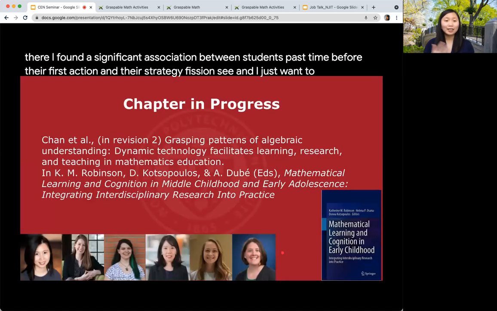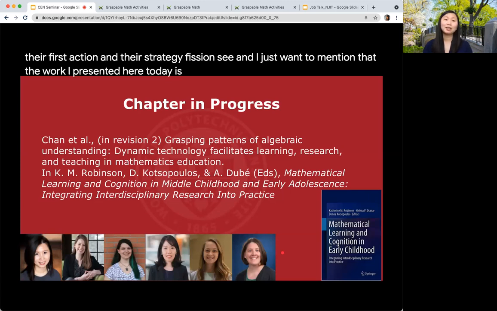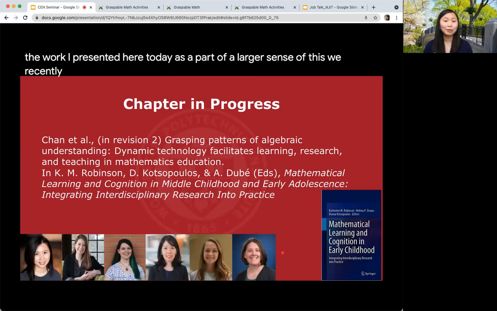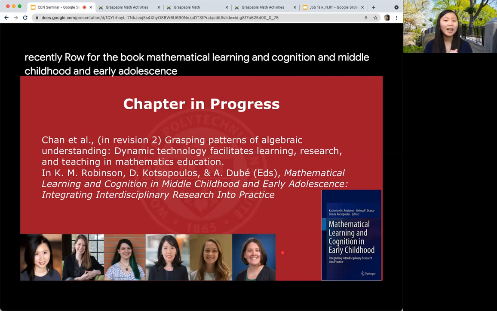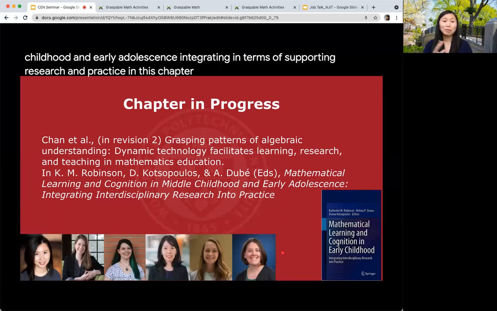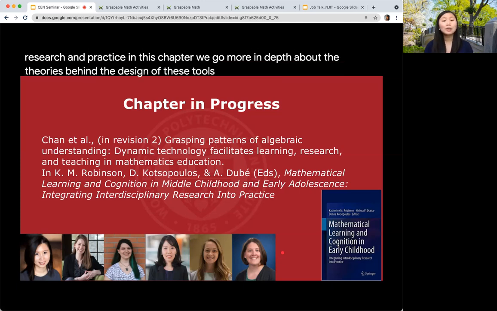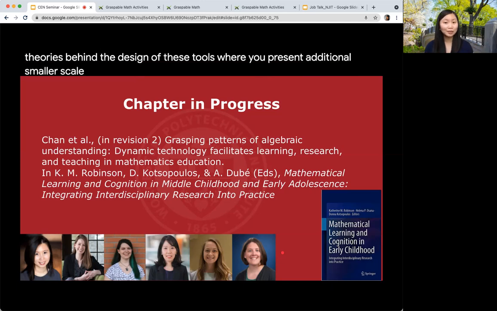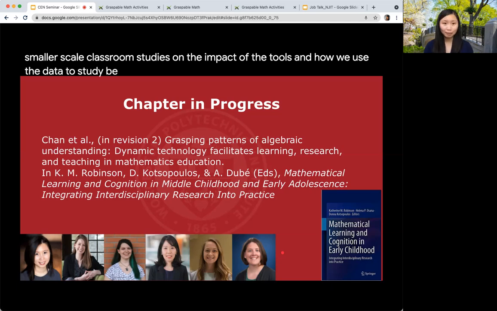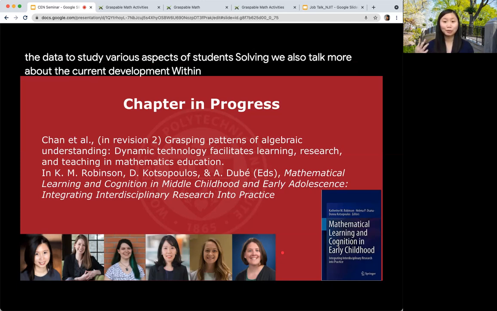And I just want to mention that the work I presented here today is a part of a larger synthesis we recently wrote for the book, Mathematical Learning and Cognition in Middle Childhood and Early Adolescence, Integrating Interdisciplinary Research and Practice. In this chapter, we go more in depth about the theories behind the design of these tools. We presented additional smaller scale classroom studies on the impact of the tools and how we use the data to study various aspects of students' cognition, behavior, learning, and problem solving. We also talk more about the current development within Graspable Math Activity.